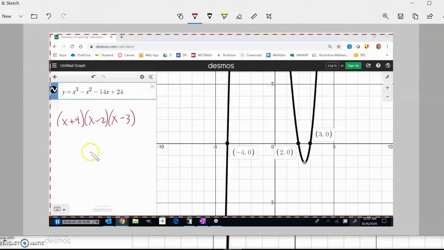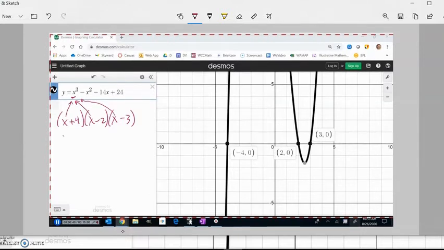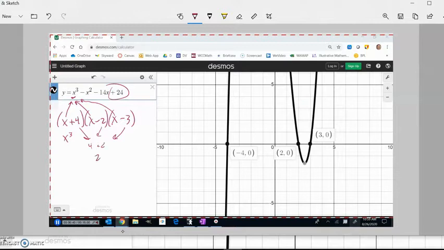But I want to make some connections here. Notice this x cubed, this first term, that comes from the first three multiplications here. X times x times x is x cubed. And the last term, the plus 24, that would come from those last pieces multiplied together. 4 times negative 2 times negative 3 is positive 24.